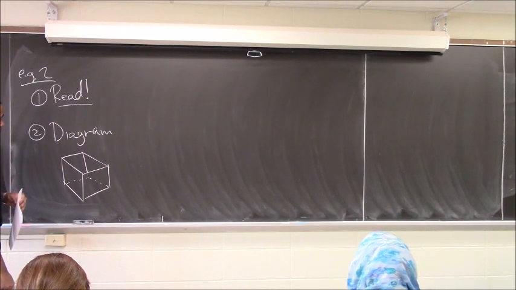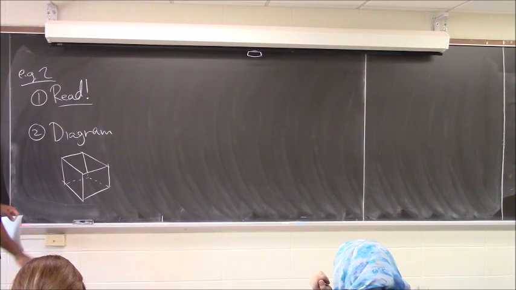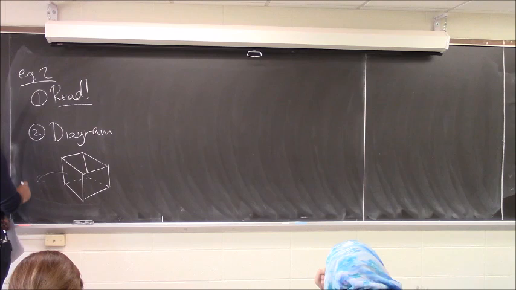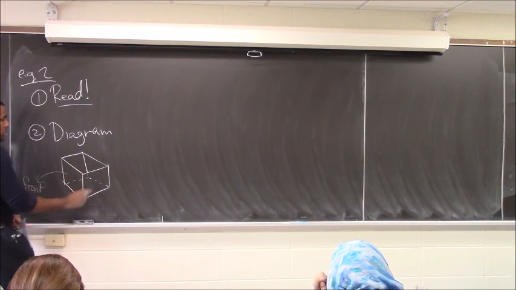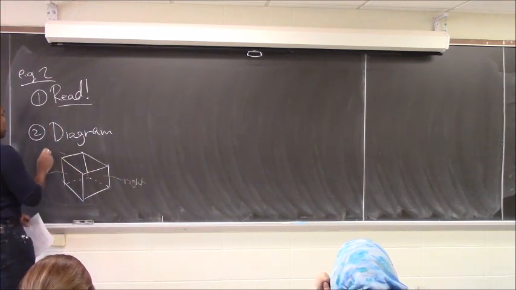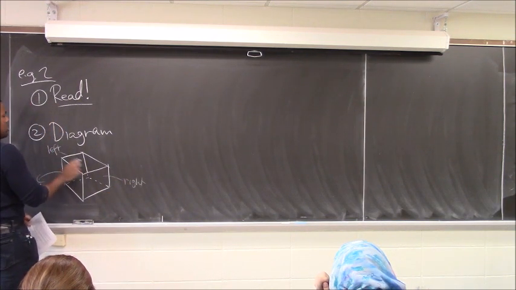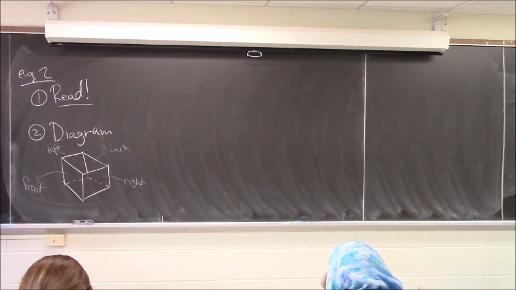And now I'm going to label it. I'm told that the left and right side were squares. So let's just imagine that here there's the front, that'll be the back, this is going to be the right, and over here is going to be the left. Okay. Let's start labeling this.